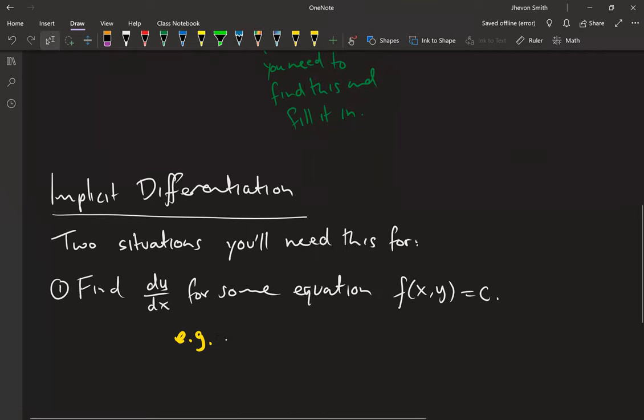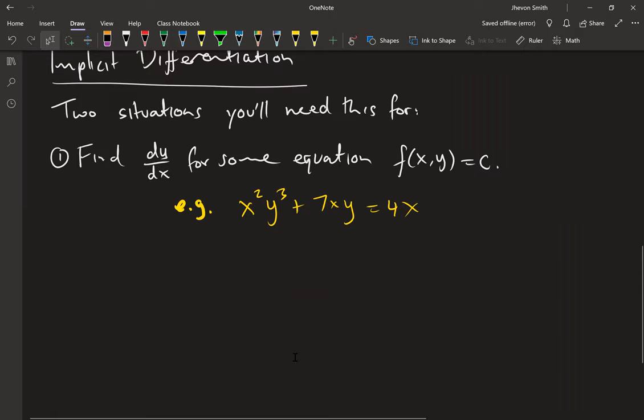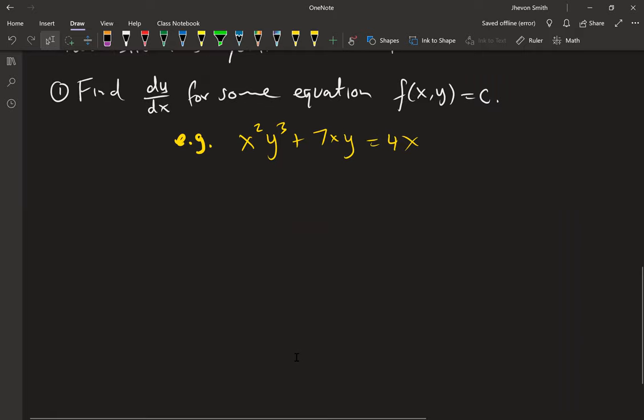An example of this would be when x's and y's are mixed together. So like x squared y cubed plus 7xy equals 4x or something like that. And I ask you to find what is y prime or dy/dx. And the idea here is you just differentiate as normal.